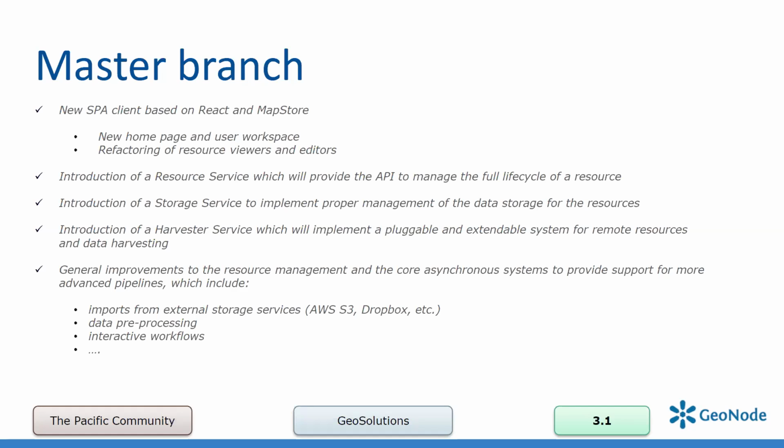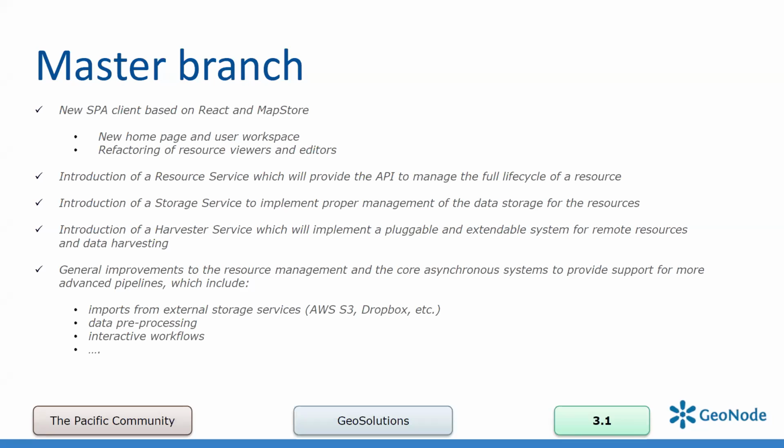The harvester service will replace, for the most part, the remote services. So it will behave like a scheduled service that can harvest from multiple sources with pluggable clients dedicated to different kinds of APIs. We are starting from a harvester client for GeoNode, so we can harvest resources and data from another GeoNode. So GeoNode becomes a real network of services that share both resources and data. And of course, the harvester will use the services provided by the storage and the resource service.